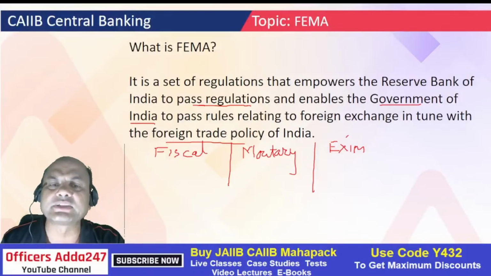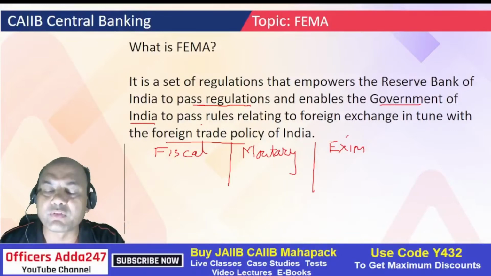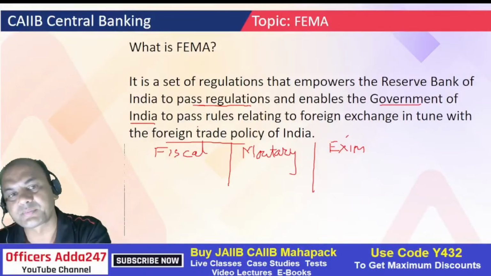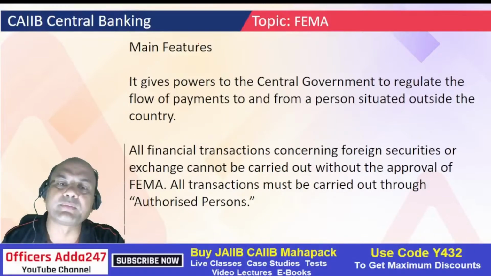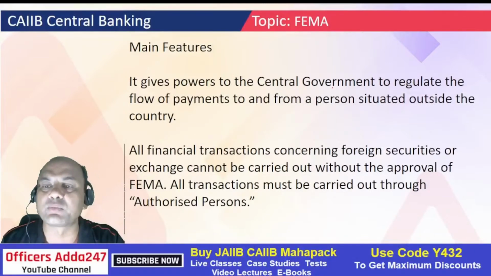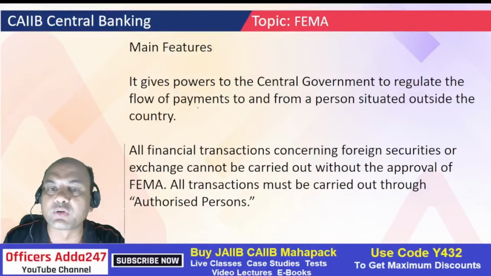Okay. Main features: it gives powers to the government over the flow of payments to and from persons situated outside the country. So for payments to and from, transfer of money outside also. If this is my country, the transfer of the funds outside also, or funds come to India also. Okay, coming to India means what? Under what term can money come to India?